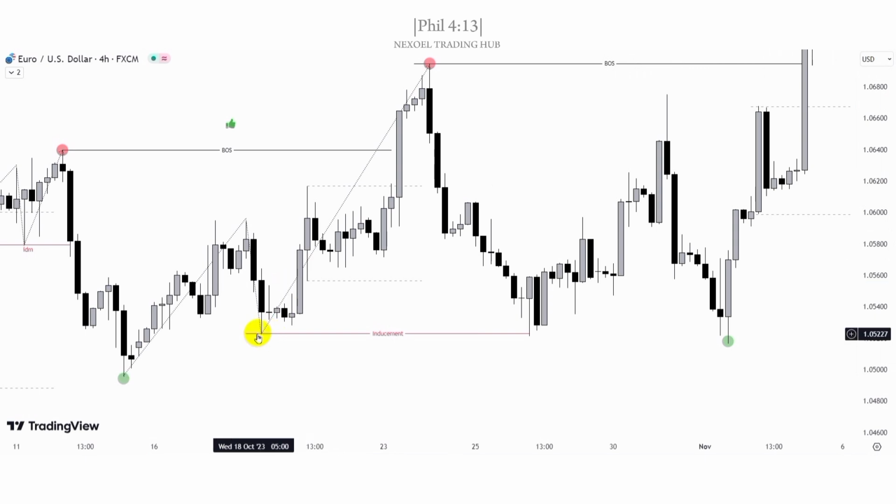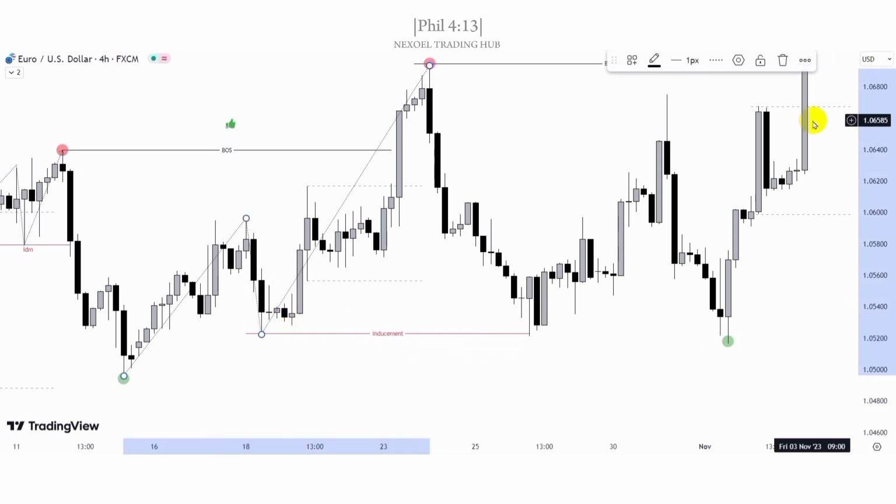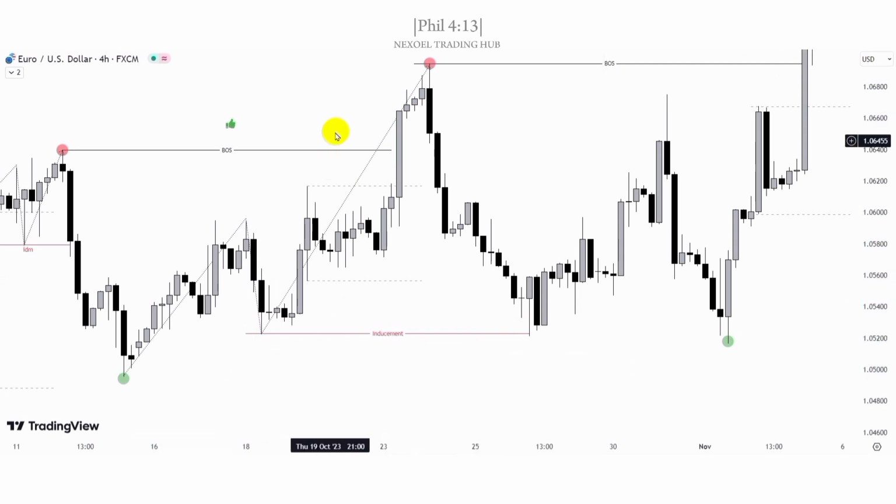So now this is where we have our pullback. And now what you're going to see is that the market returned and then took out this swing low, which is our inducement. This is the pullback that was created before the break of structure. So this is our inducement, and you can see the market returned and took out this sell side liquidity.